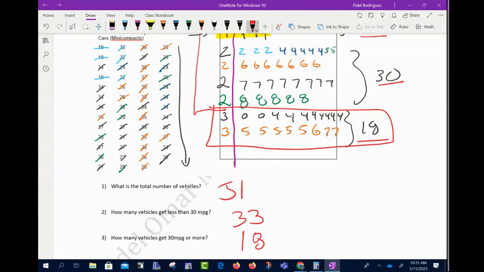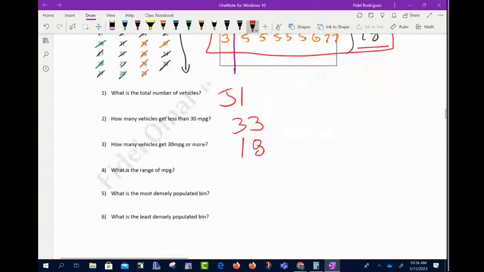So, y'all, what the stem and leaf plot allows me to do is, again, it's not perfect, but it helps me organize my information, right? So now that I have that, I can begin to answer more questions, right?